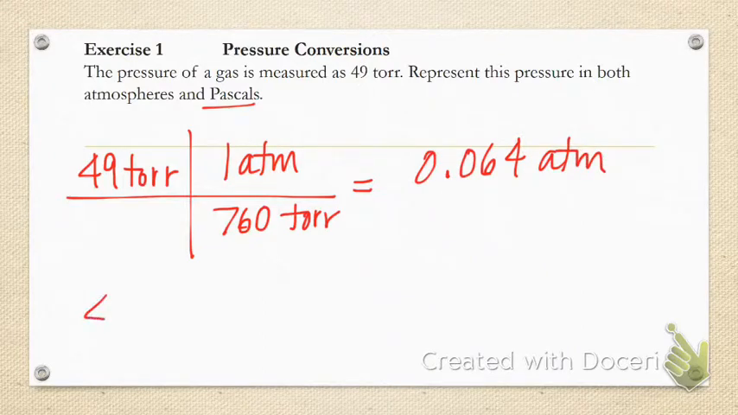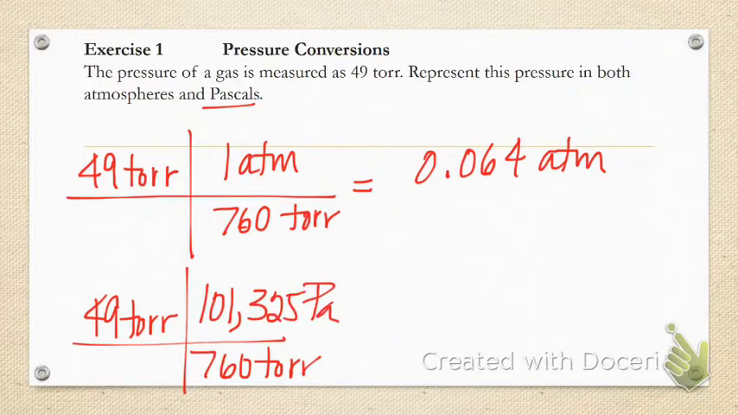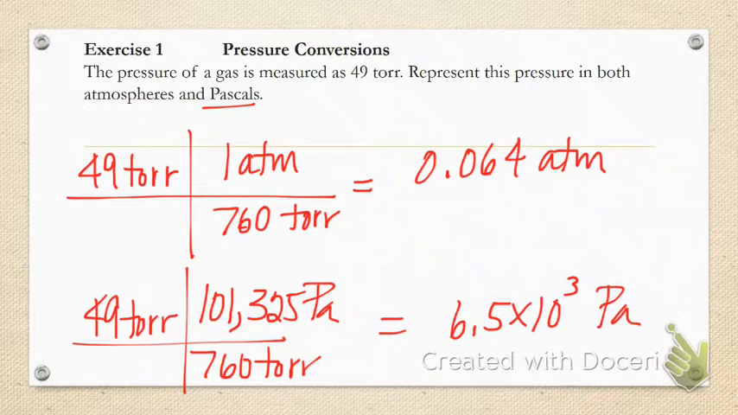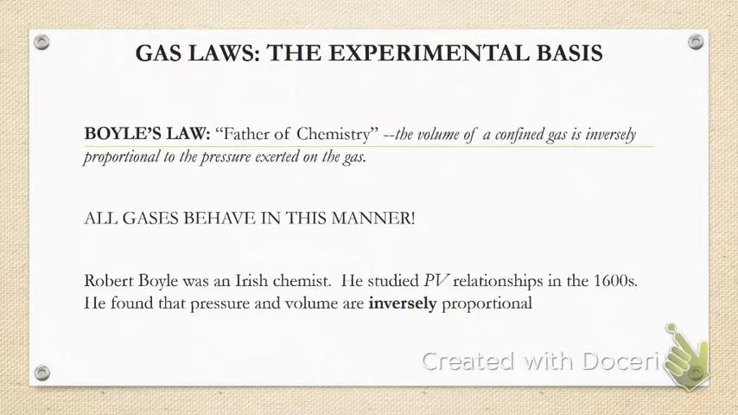And then if we're doing torr to Pascal, 760 torr is 101,325 Pascal. So that comes out to 6.5 times 10 to the third Pascal. There you go. Pressure conversions, one and done. So you're going to work exercise 2 on your own. I think you can handle it. And then that's going to take us to the beginning of the basic gas laws.